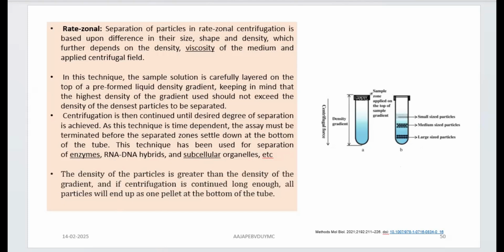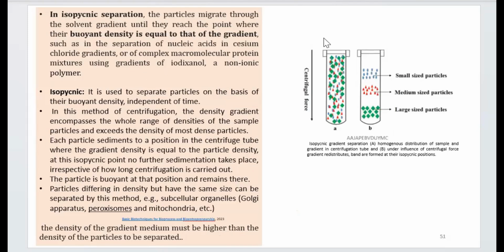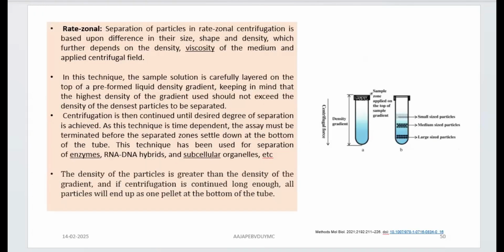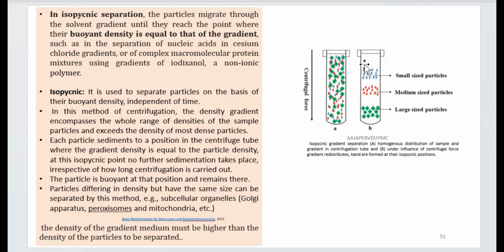As against rate zonal, in isopycnic the sample is spread throughout the gradient, right? In the previous case, we had layered it on top of the gradient. Here it is a different story. It is mixed along the entire length of the tube. And as centrifugation is applied, again the particles will get separated based on density. Where the density of the particle matches the density of the medium, a band will form. But what was the starting point? All of them were mixed throughout the length of the tube. That is where rate zonal and isopycnic differ.